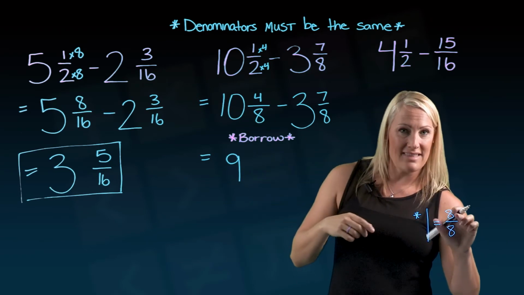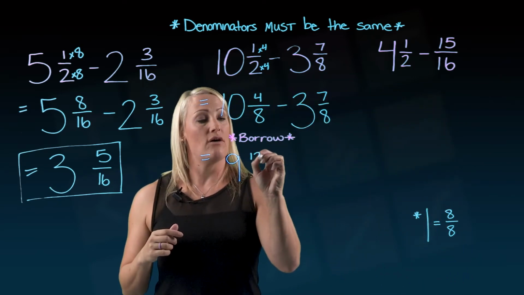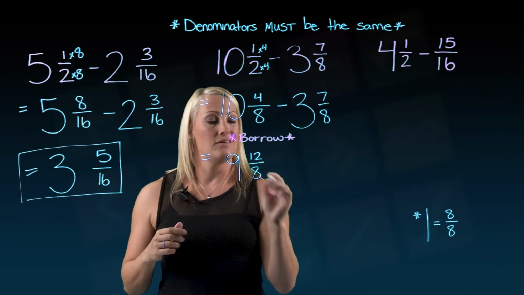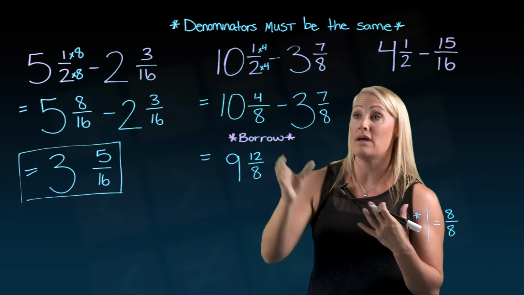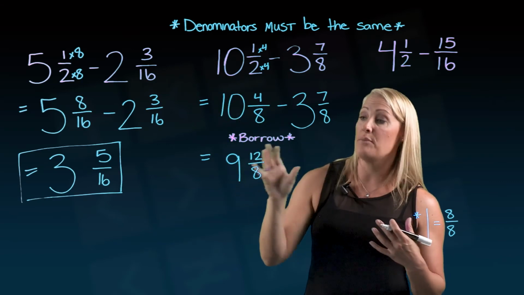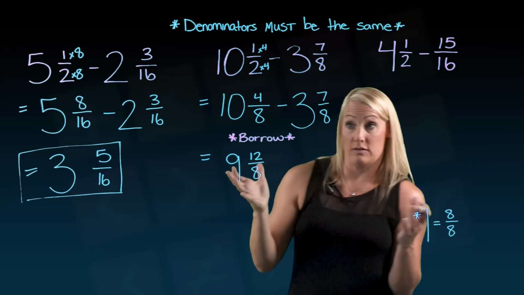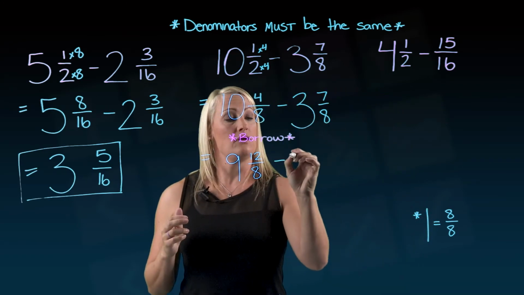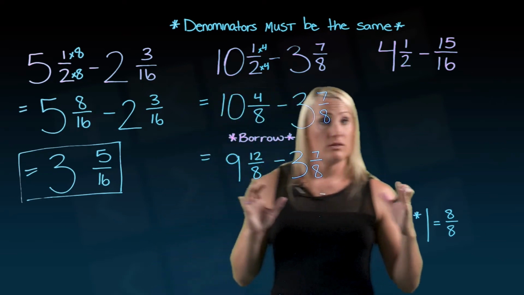So I'm going to add that 8 to the 4 I have up here, and I actually now have 12/8. It looks kind of funny because the numerator is bigger than the denominator, but I had to do that in order to subtract. So 10 and 4/8 is the same as 9 and 12/8. We've just reorganized it so that we can subtract. Let's put our second one here. So I've got 3 and 7/8. And now the question's doable.